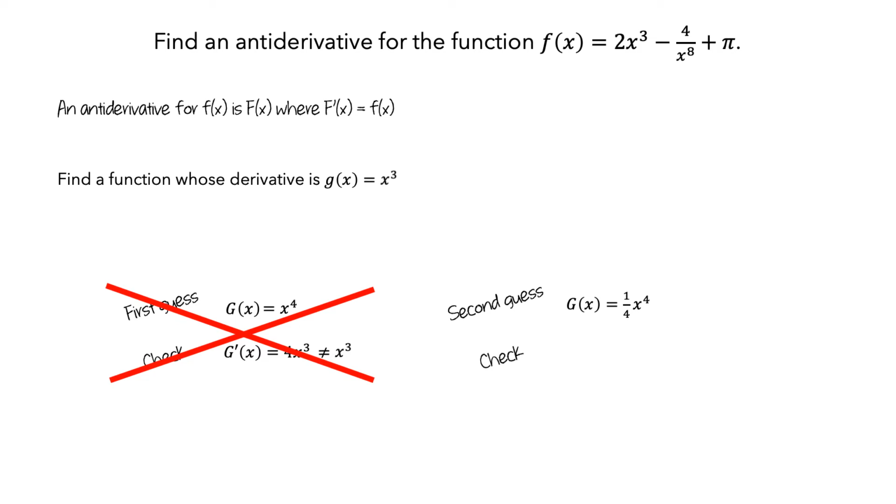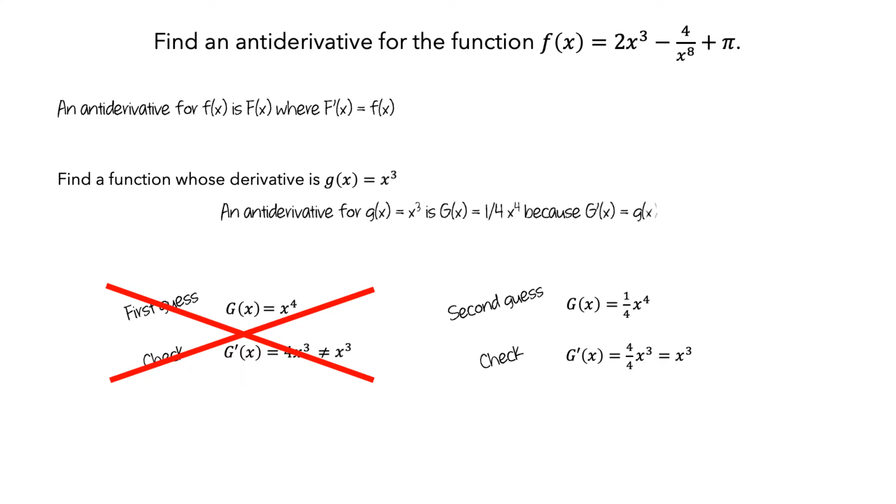We'll check by computing its derivative. The derivative of this new capital G is equal to x cubed, which is our little g. So, an antiderivative for little g of x is 1/4 x to the 4th, because the derivative of capital G is little g.